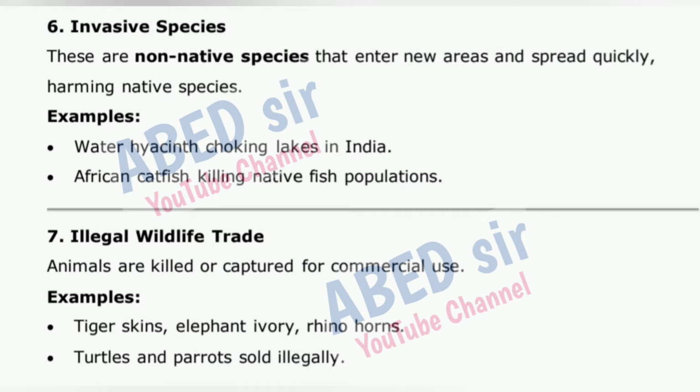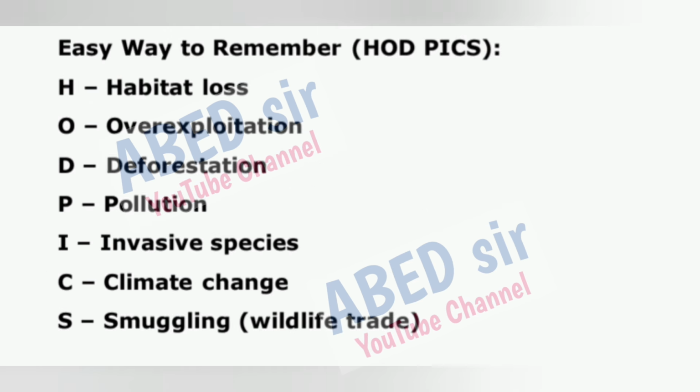7. Illegal wildlife trade. Animals are killed or captured for commercial use. Examples: tiger skins, elephant ivory, rhino horns. Turtles and parrots sold illegally. Easy way to remember: HOD PIGS.